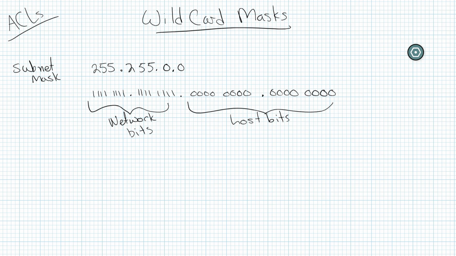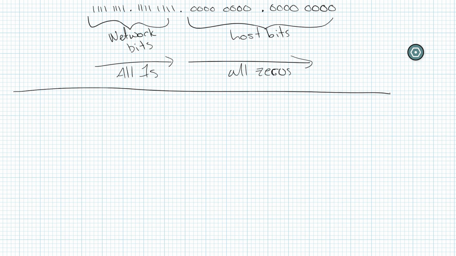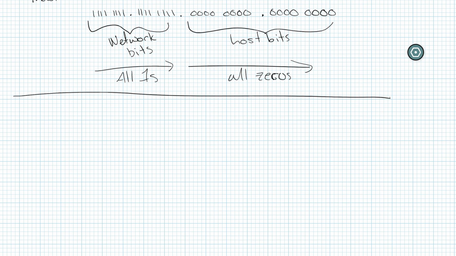We never, ever, ever went something like 101 or 1011. We never had ones then zeros. We always had all ones followed by all zeros. The place in which it switched from ones to zeros changed, but it was always all ones and then all zeros. Wildcard masks with ACLs are quite a bit different than subnet masks, so we don't want to get them confused. So we know what a subnet mask is. Now we're going to look at ACLs.